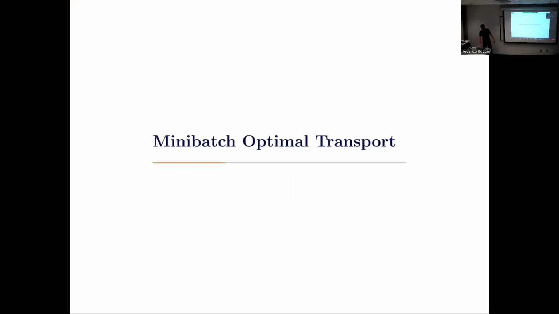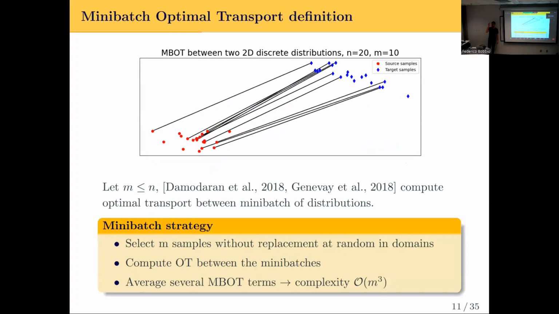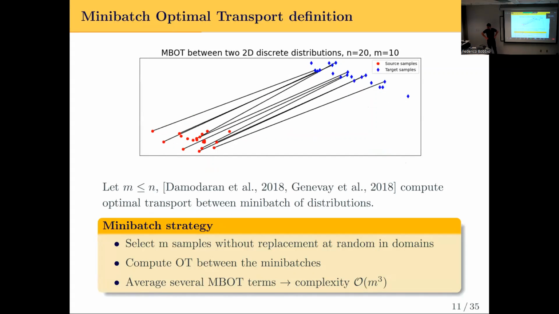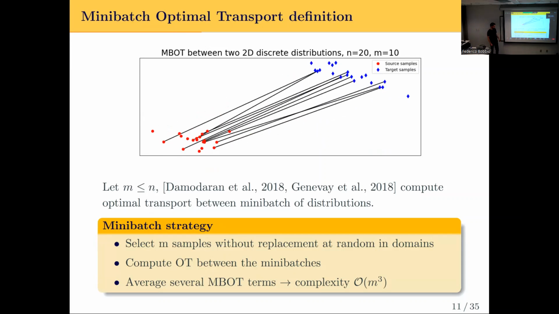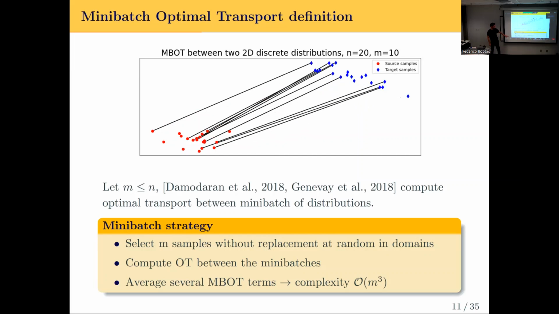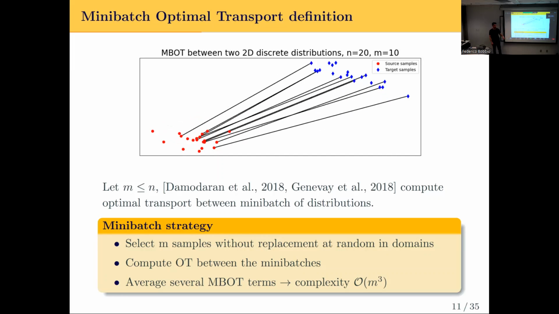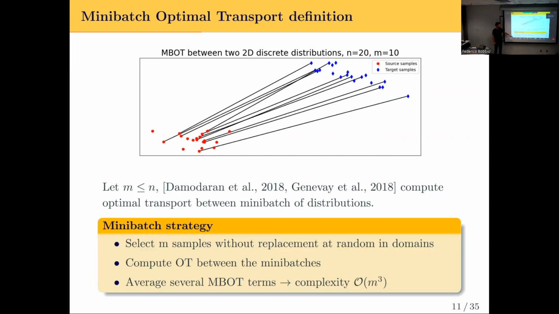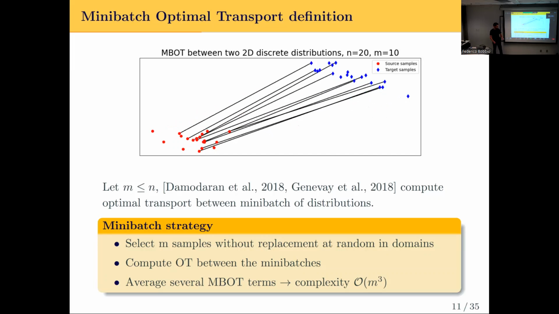So one way to alleviate this problem is to use minibatch approximation. This was used empirically in 2018 in two different problems. The first problem was domain adaptation and the second was generative models. So the idea is simple. We select m samples without replacement and at random in the two domains. We give them uniform weights, at least this is what these authors did. And they compute the optimal transport cost between the uniform minibatch distributions.